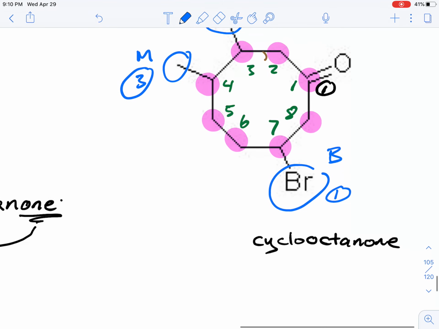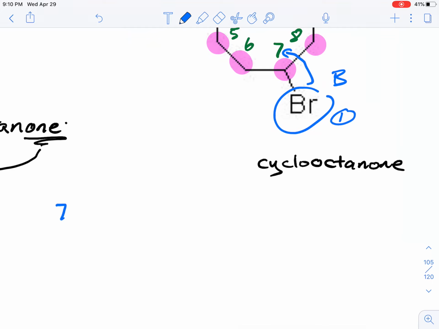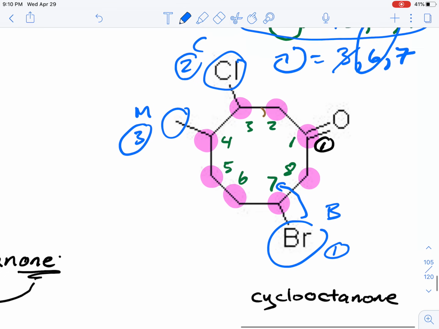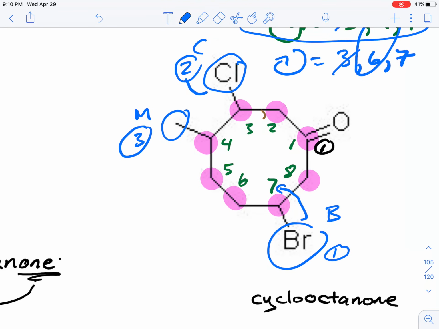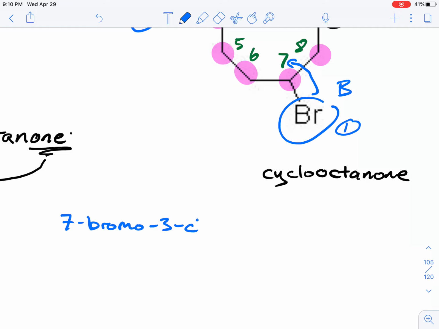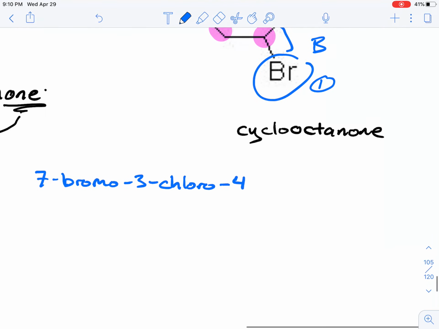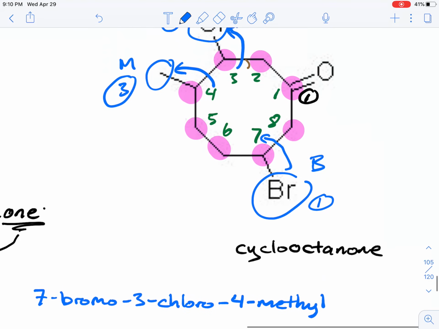So I'm just going to go ahead and write 7-bromo. And then it looks like I have a 3-chloro. And then I have a 4-methyl. And that will describe the substituents that are found on this ring.